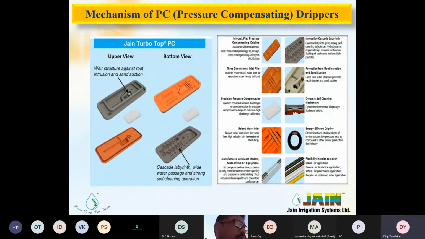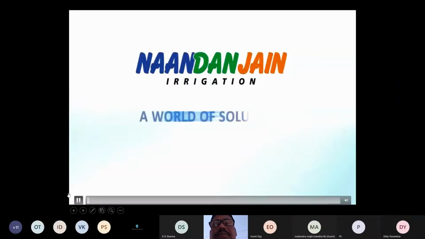Another dripper is the PC dripper, that is, the pressure compensating dripper. This PC dripper is suitable for undulating land, for hilly terrain, or if the land has a slope, then these drippers are suitable. So here you can see how the dripper works.